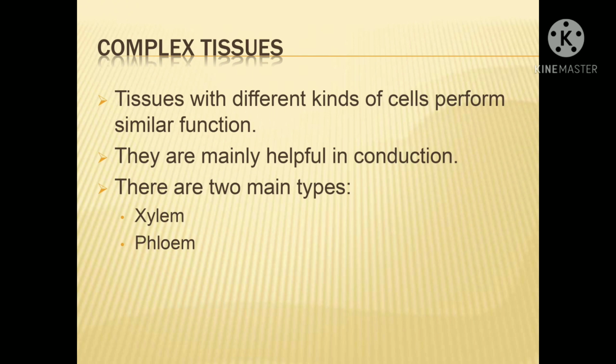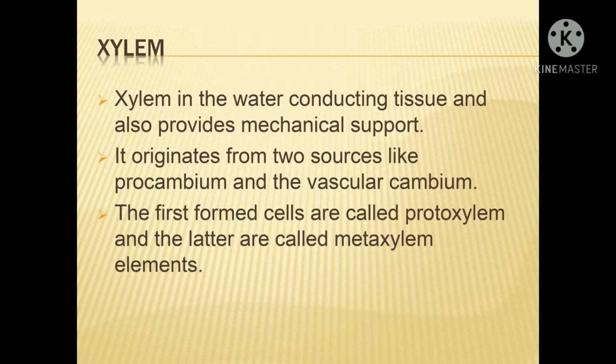And the last is complex tissue. Complex tissues are broadly of two types, xylem and phloem, and both have a common function called conduction. They conduct things from one part to another part, and we call the complex tissues conduction tissue also. So first, xylem. Xylem's only role is to conduct water from the root part or from the soil to the upper part of the plant, which helps in both photosynthesis and maintenance of temperature.